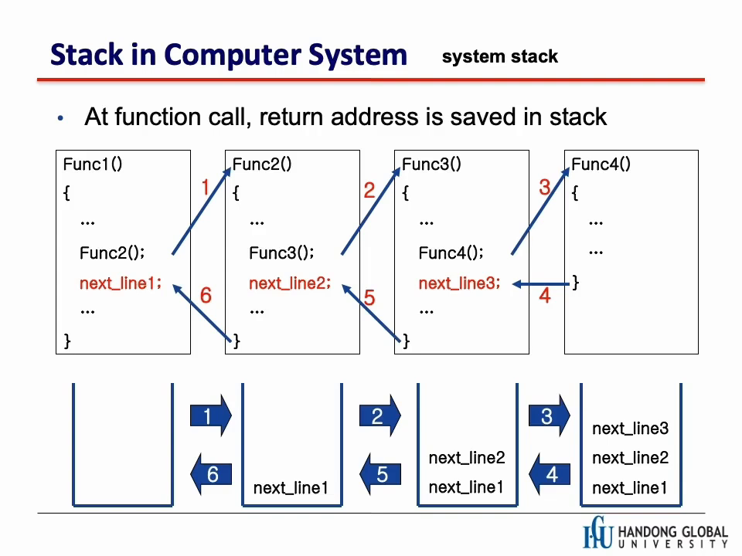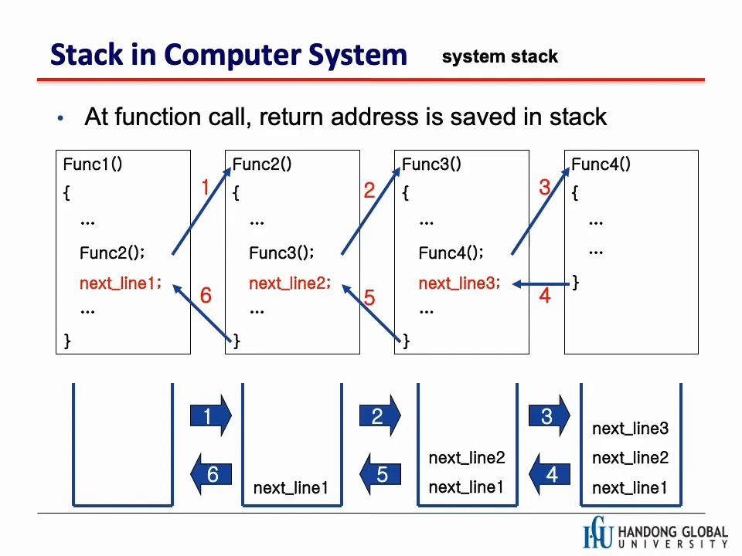This stack will have more than just the return address, but to make the explanation simpler, let's assume that we keep the return address in the stack. This slide is a much simplified version of the real system stack. Okay, so we have a function 1. In the middle of function 1, we have function 2. So function 1 is calling function 2. When we finish function 2, we have to come back to the next line 1, right? So we have to keep the address of this next line 1 somewhere.